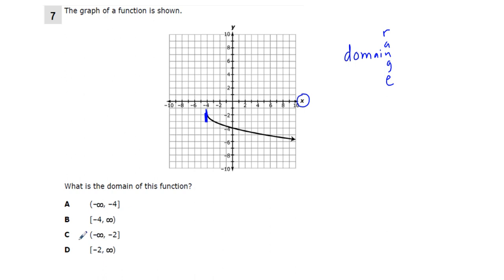which definitely eliminates C and D. They don't have anything about negative 4. And which one's going to be between negative 4? Well, we have a bracket, but we're not coming from negative infinity up to negative 4. It's not A. The answer choice is B. We start at negative 4 and go up toward positive infinity. So B is our correct answer for 7.